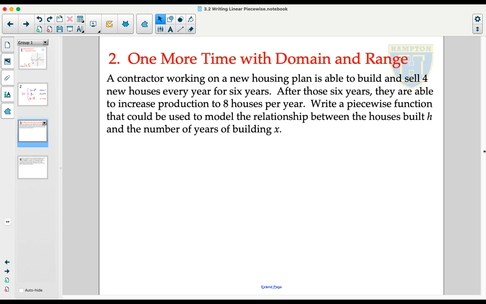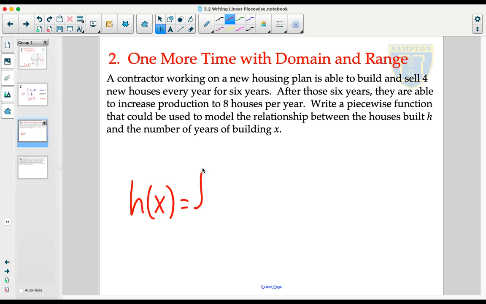to model this scenario. Now, they do want us to define the function as h, depending on the number of years of building in this new housing plan. We're going to have two clearly delineated parts. We're going to have the work that they do in the first 6 years, and we're going to have the work that they do after those 6 years.